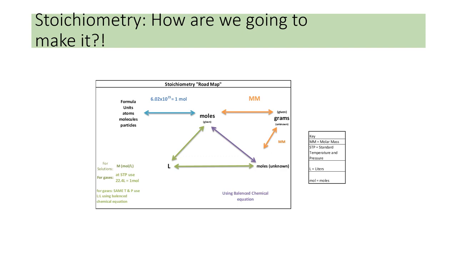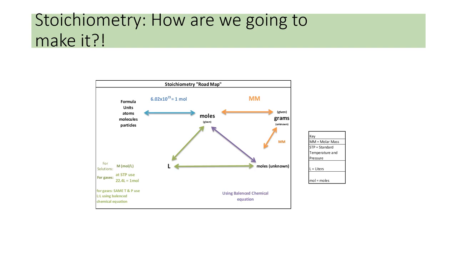Stoichiometry. What you'll see below is what I call the stoichiometry road map. What this means is it's a map, just like any other map that you would use, and you're going to need it to find the relationships between different units of things within a balanced chemical equation.